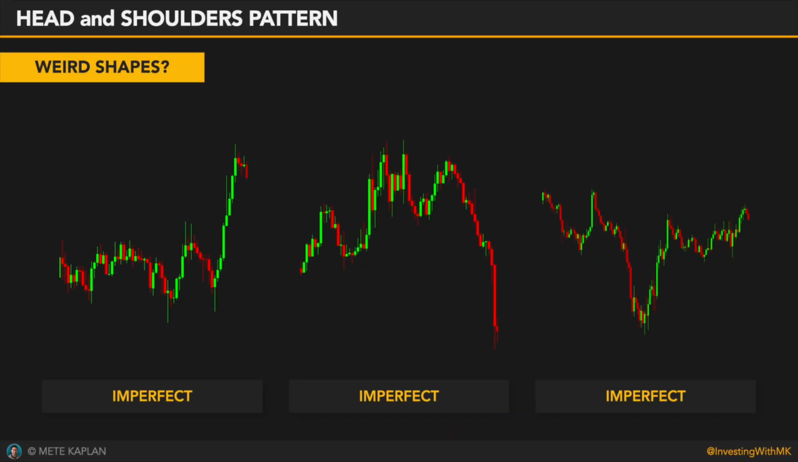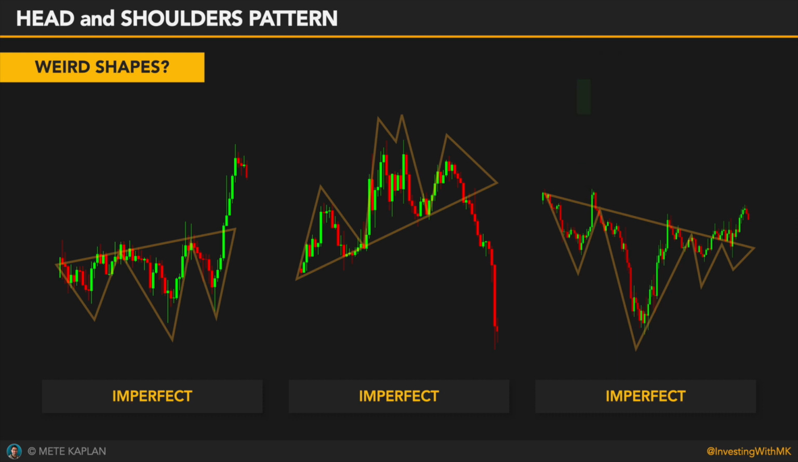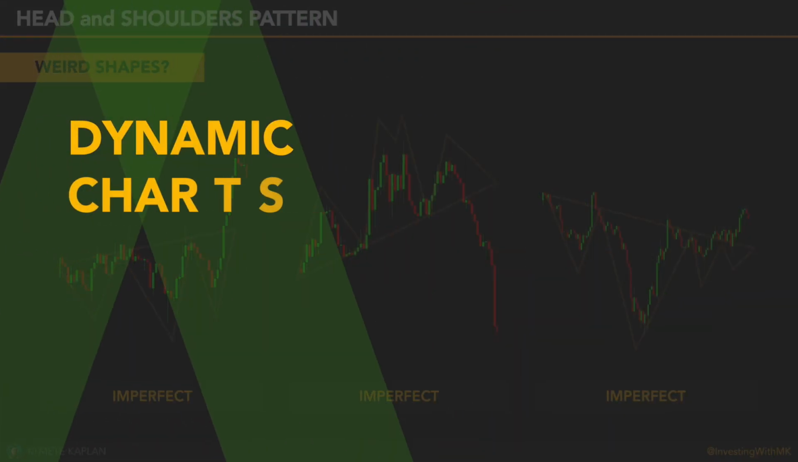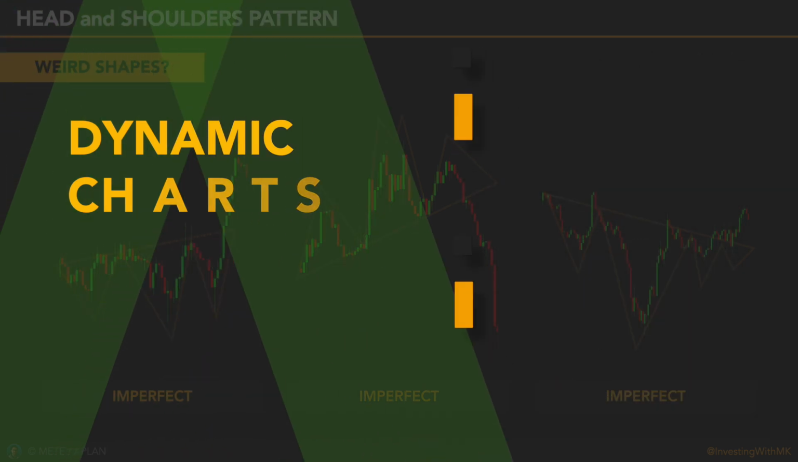I used to get this question a lot. Is this a proper head and shoulders or not? Beginner traders always try to draw perfect shapes or 90-degree lines and so on. My answer is quite straightforward. Is the market structure changing from higher highs to lower highs or vice versa? Then that is a good enough signal for me. So what I mean is you will see so many weird shapes of head and shoulders patterns on your charts. Think of it as metrics. Look beyond the patterns and shapes. Just keep looking for the price and the market structure.